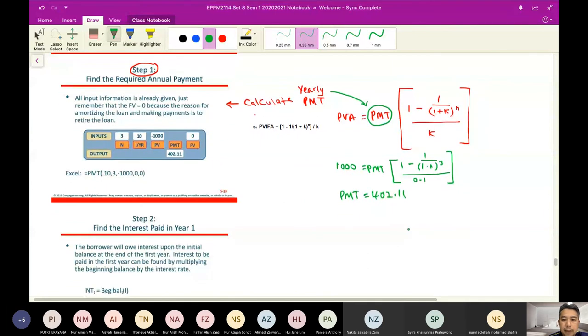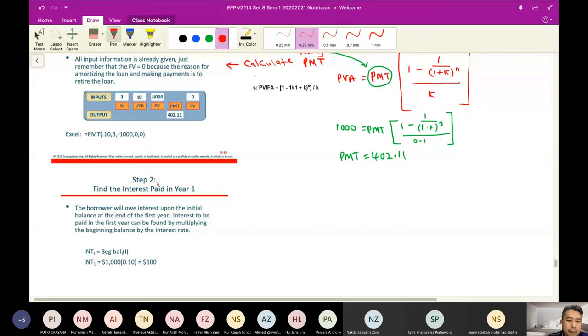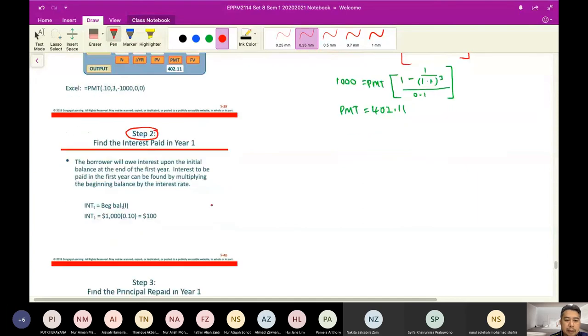Right, got it, guys? That is the first step. The second step is what you need to do is you need to find interest. This is the formula. The interest formula is beginning balance times i. So for interest for year one, the beginning balance is 1000. Of course, the loan, the interest is 10%. So this is interest during year one. That is step two.